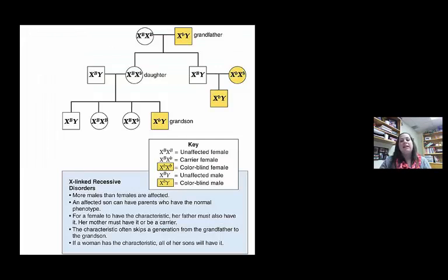The last one is X-linked recessive. If we look at the X-linked recessive, more males are going to be affected than females, and this is what you can see here with 3 of the boxes, the squares being filled in, which are males. An affected son can have parents who have normal phenotypes. Their parents could be normal because it gets passed down a lot of times from the mother to the son. For a female to have the disorder, she has to have both X's affected, so this is why it is a little more uncommon for females to have a disorder.